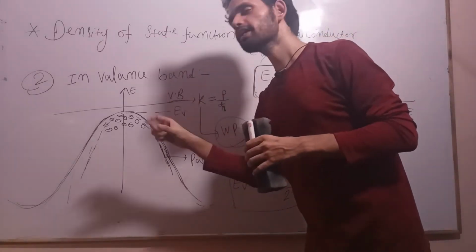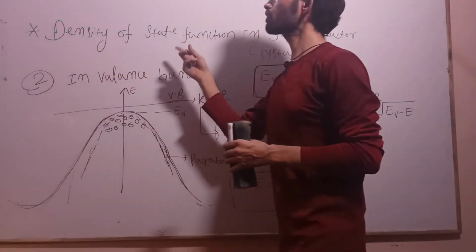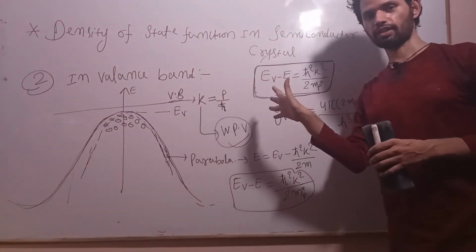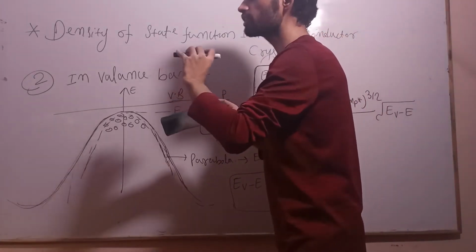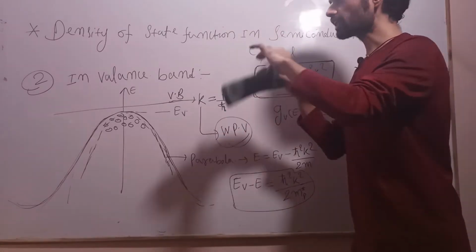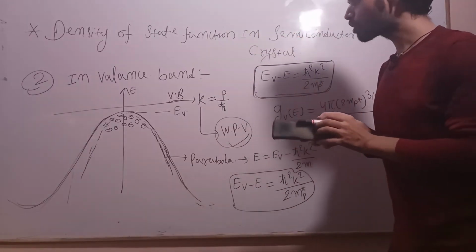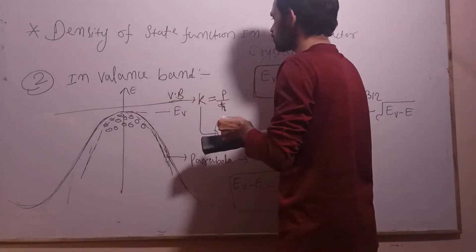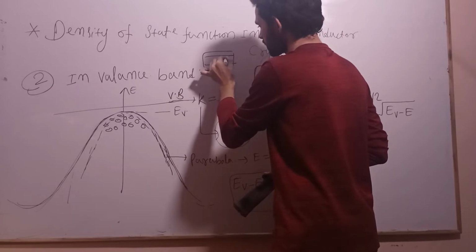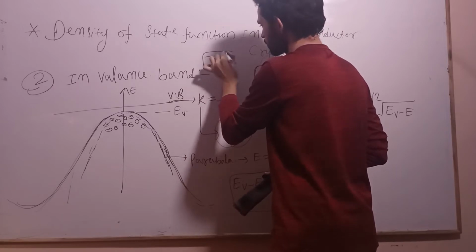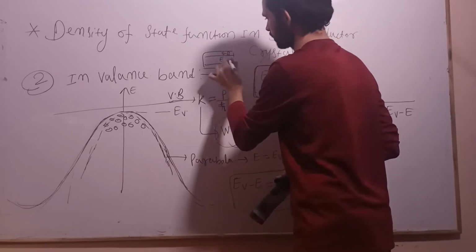But this movement of particle is somewhat different from the movement of particle in free space, or you can say the movement of particle in conductor. Why? Because with this external force, there exists an internal force. Why there exists an internal force? Because inside the crystal there is an energy band gap. There is a conduction band, there is a valence band.